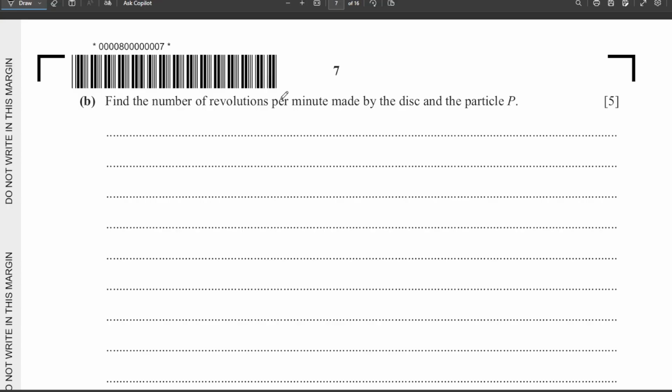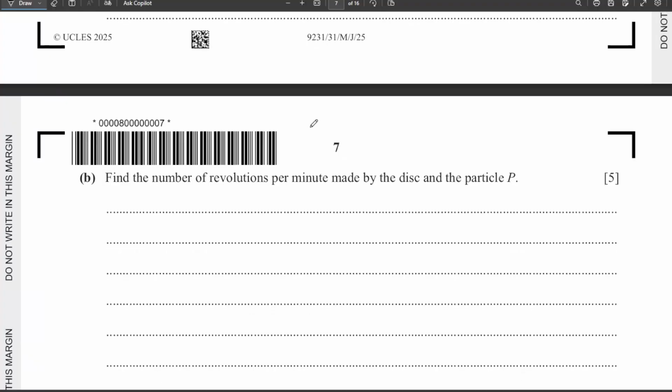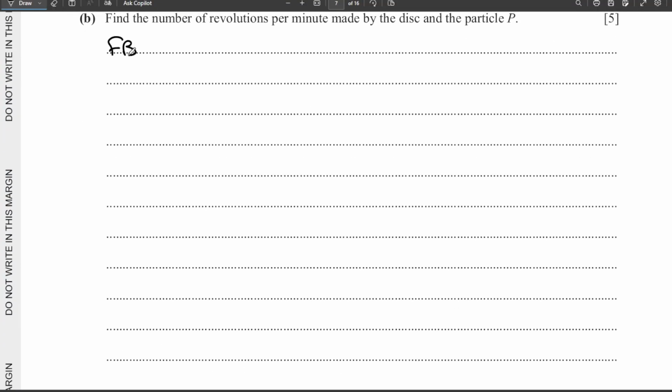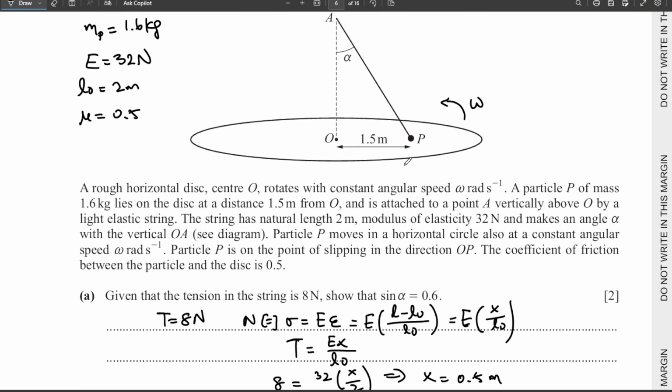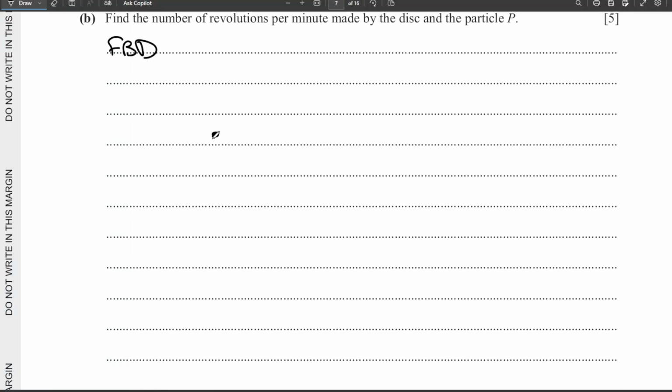Find the number of revolutions per minute, so RPM, made by the disc and particle P. Alright, let's draw the free body diagram first, because we need to resolve the forces here. So let's say we're looking from here. If we're looking from here, we have a particle P, so it's on the surface. And we have a string with a tension. Tension is 8 Newton, so it's pulling that way. Then we have the alpha here. Okay, and then obviously we have gravitational force, we have the reaction force, the normal force.